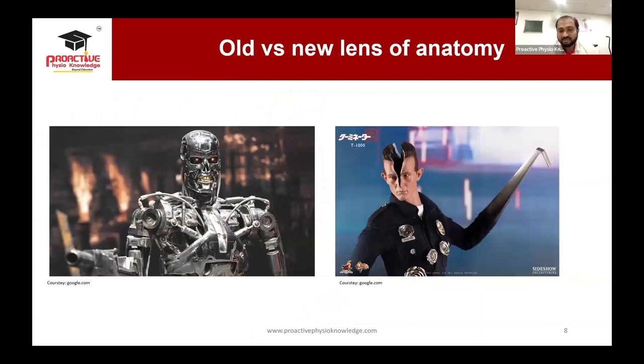The old versus new lens of anatomy. This film is very well known. It is Terminator. So the one is Arnold and the other one is the villain. I don't know the name, but Arnold moves like a robot. We know the anatomy, the biceps muscles, the flexor compartment. The robot moves in 2 dimensions only. So when he wants to move, he just moves in a single plane. He doesn't move in 3 dimensions.